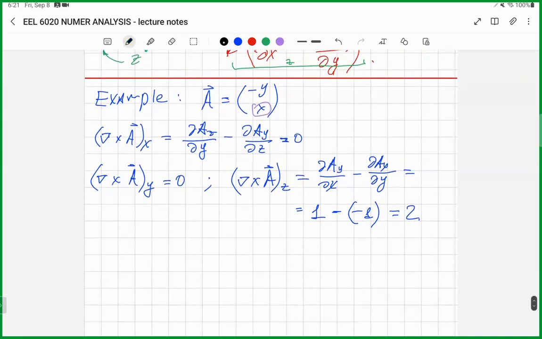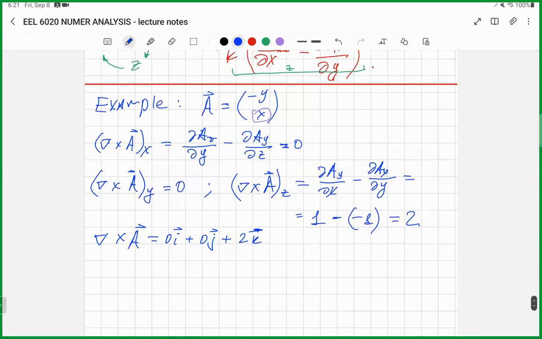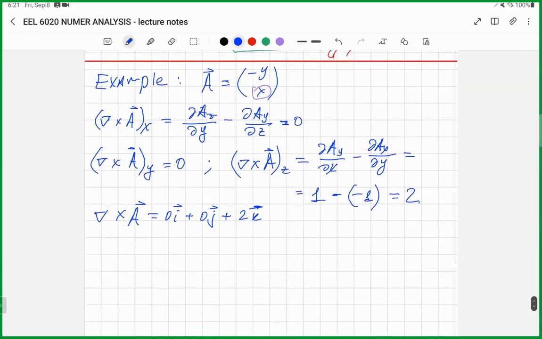Okay, so the curl of this field is 0i plus 0j plus 2k. Okay. So this is the vector which points along the z direction. For example, as we know, this field is located in the xy plane, right?